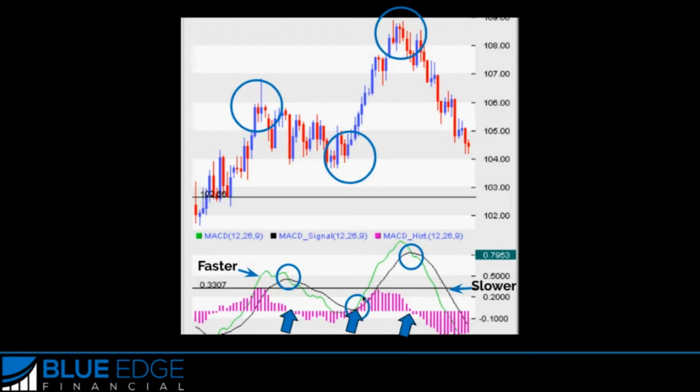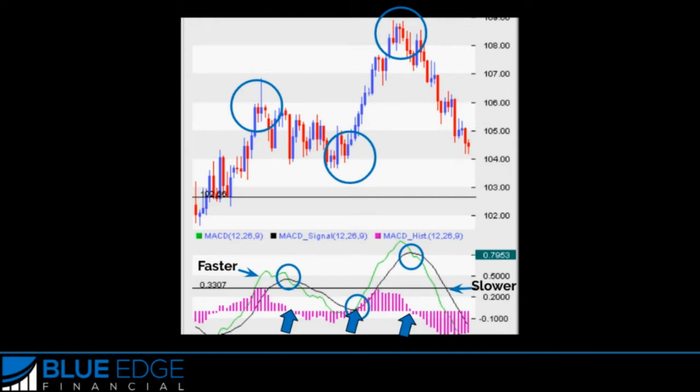You can also see here at the bottom we have a pink histogram, and you can see here that every time these lines cross, there's no histogram. Same with here and same with here. And then you can see that the bigger the histogram, the more aggressive the movement and the stronger the trend.